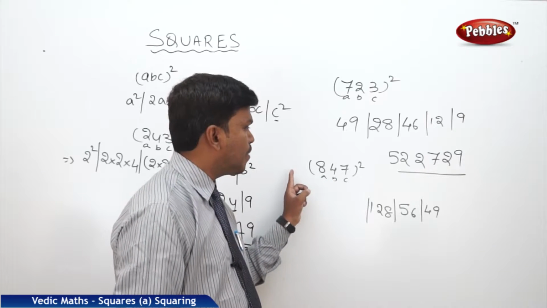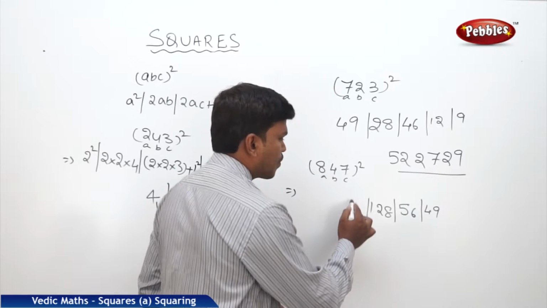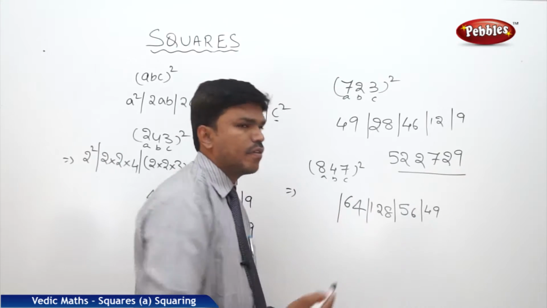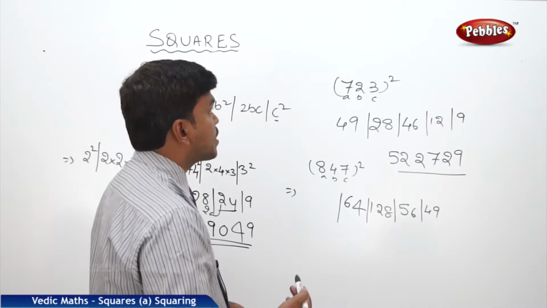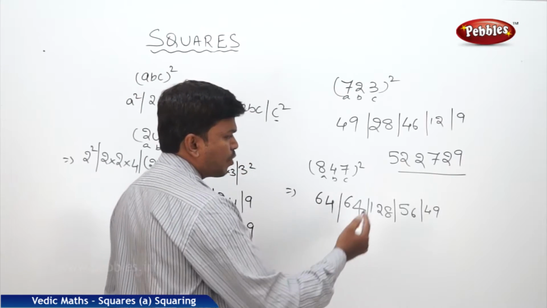2ab. So what is 2ab? 2 into 8 into 4. 2 8s are 16, 16 4s are 64. A square. So what is a square? 8 square, 64. Now you need to balance this one.